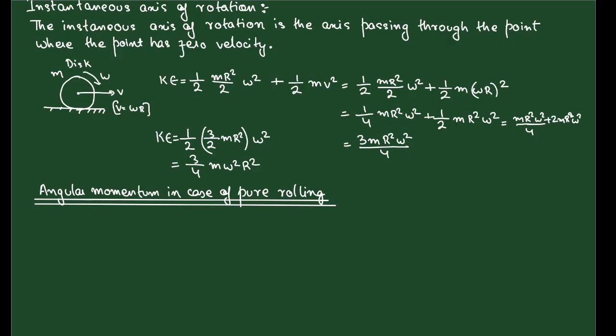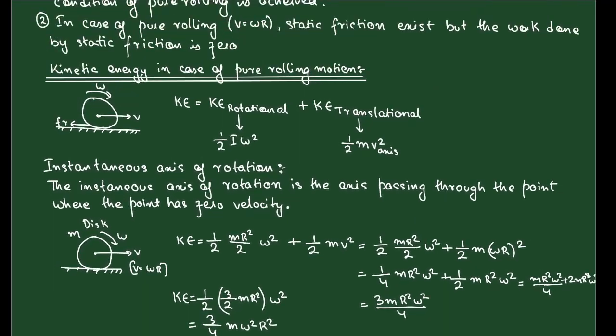So angular momentum in case of pure rolling. Suppose a body, or a ball, is rolling out here. But this is angular momentum in case of rolling motion, not pure or impure rolling. Let's cut this pure out. And kinetic energy also, let's cut this pure out here. That would be valid for all the cases, not only for pure rolling.